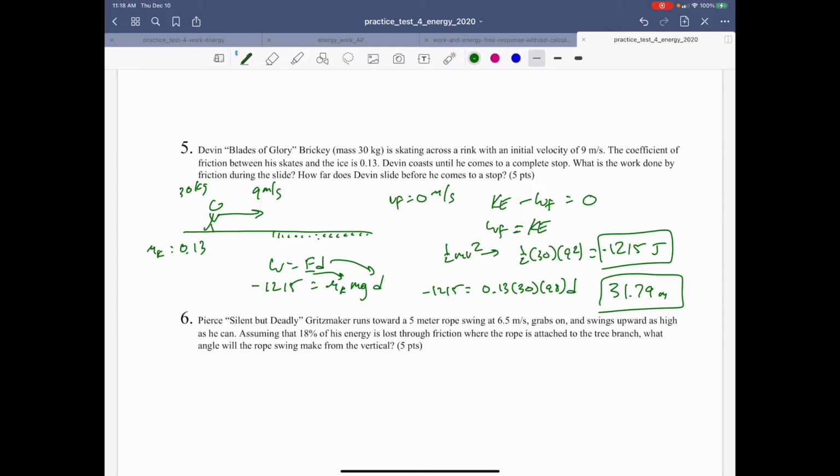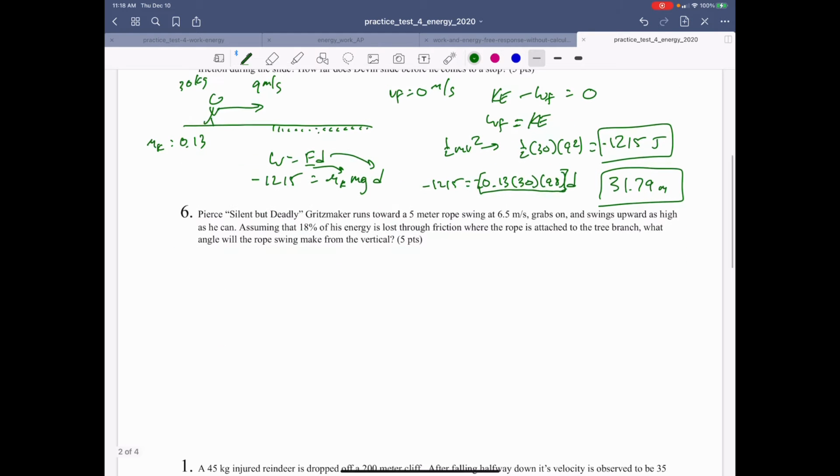Again, if you're worried about the negative sign, remember that frictional forces are always negative forces, so you can manually put a negative on this if you want to. But the distance is going to be 31.79 meters. All right, jump into the next question.